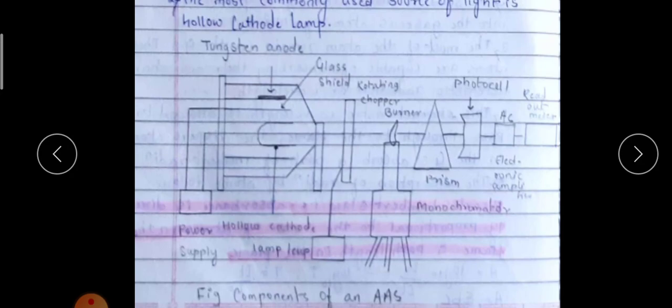Have you seen this? In the hollow cathode lamp, you can see the tungsten anode is there, and the glass shield is there. And this is the hollow surface, that's why it is called a hollow cathode lamp. We will see that one by one.